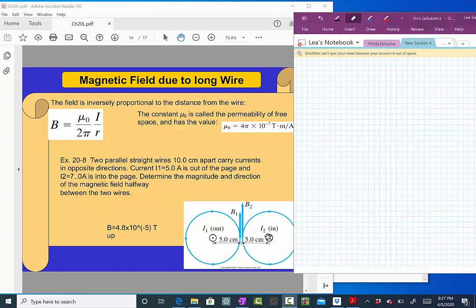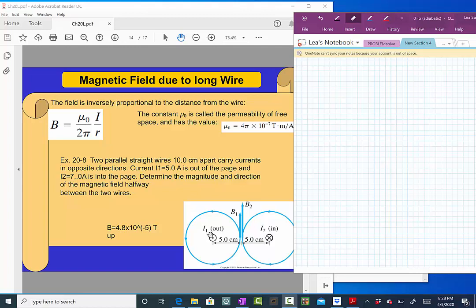We want to know the magnitude and the direction of the magnetic field halfway between the two wires. So we want to know what is the magnetic field right here at this point between the two wires. Before we do anything, let's discuss the magnetic fields created by each one of these currents.